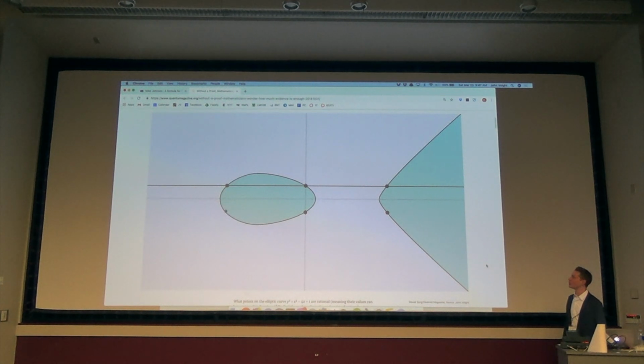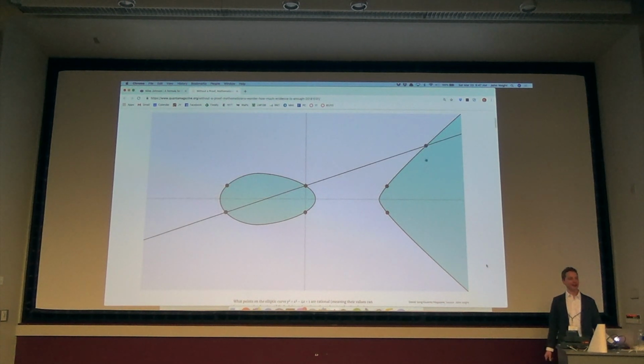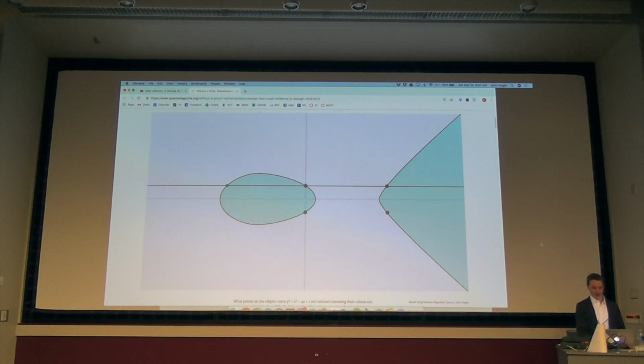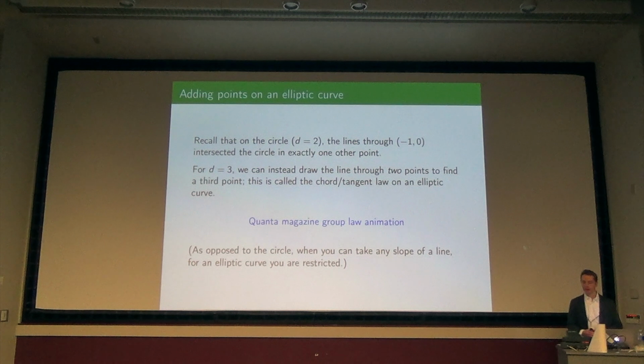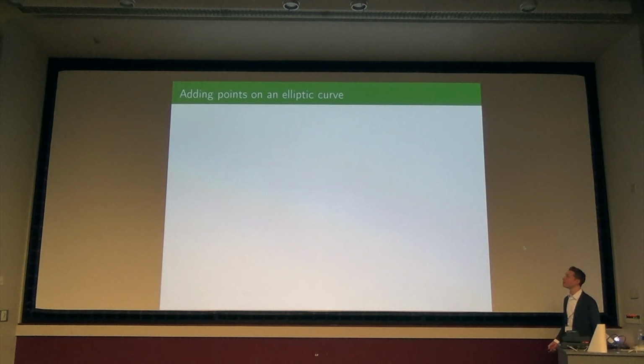Okay. So this is the group law. Yeah. So which category does this one fall in? Are there finitely many? Let's talk about it. How many points do we need to generate all of them? That's what we want to get to. I'll take that as a sign we should. Okay. So you can't take any slope of a line. I think I explained that.